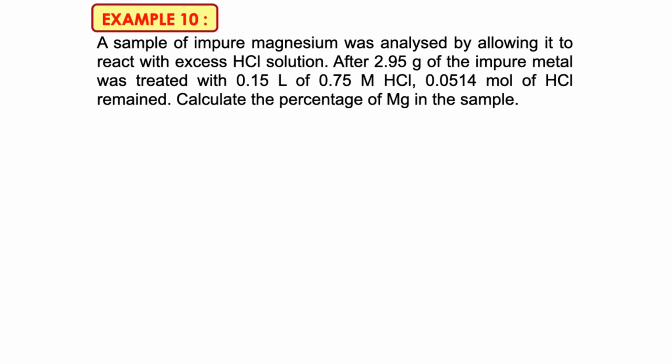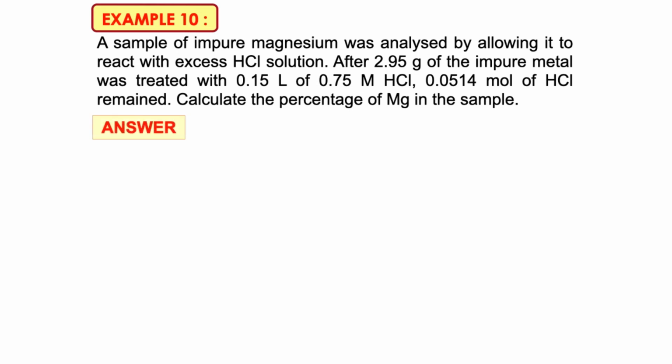So it gives you the mass of the impure metal of magnesium, and it gives you the molarity of the HCl, the volume of the HCl, and the mole of the HCl remaining after the reaction. Calculate the percentage of the magnesium in the sample means that it needs you to calculate the percentage of magnesium from the impure metal of magnesium. Okay, this is not a calculation for the percentage yield. This one needs you to calculate the percentage of magnesium in the impure sample.